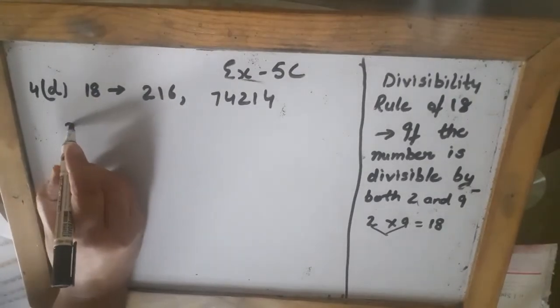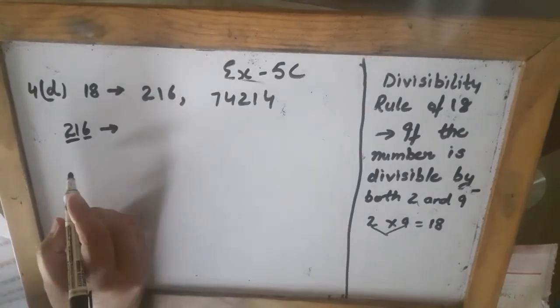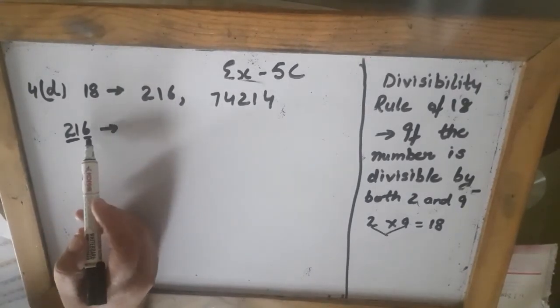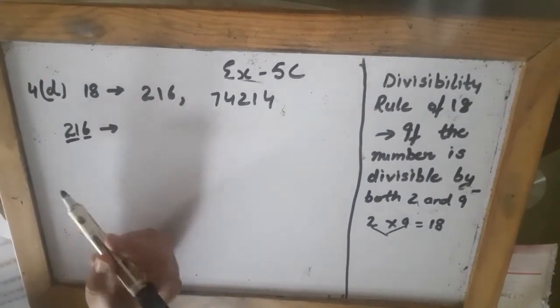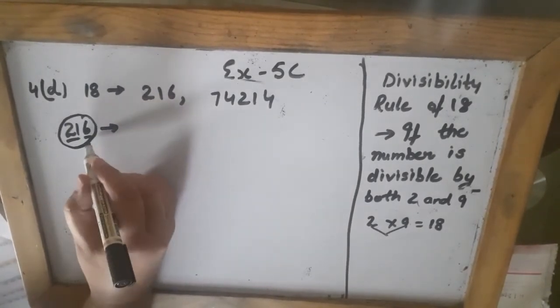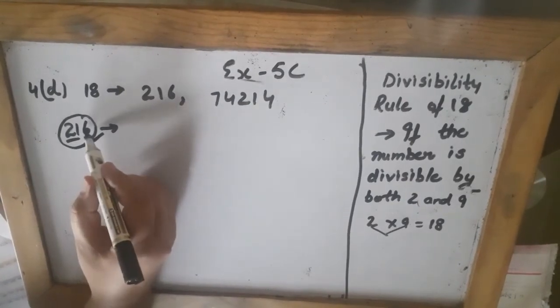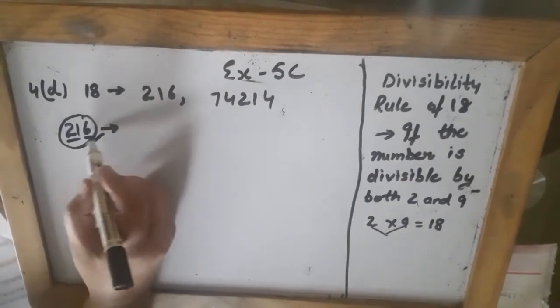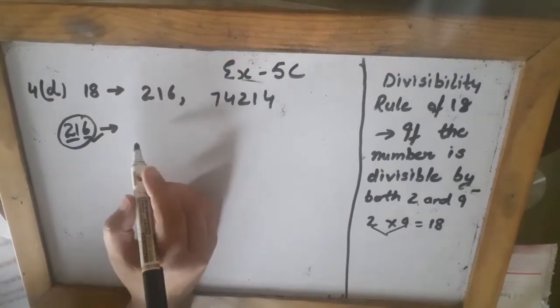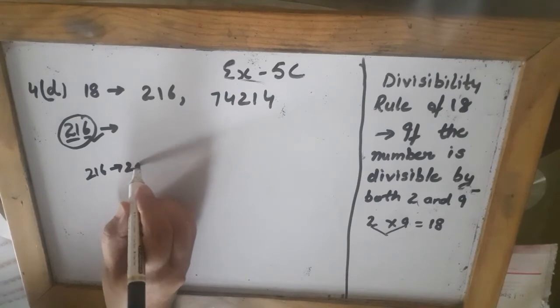Let me take the first number, 216. First of all, I'll check with 2. Is this divisible by 2? Yes, because it is an even number. How do we know? We check the last digit, 6. 6 is a multiple of 2, 6 goes in the table of 2. So it means this is an even number and therefore 216 is divisible by 2.